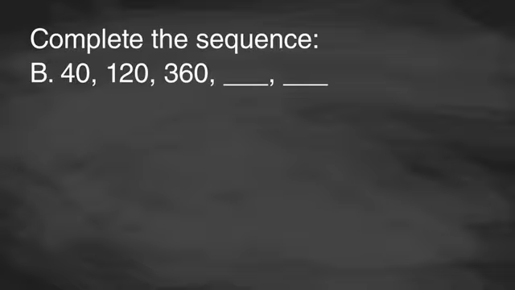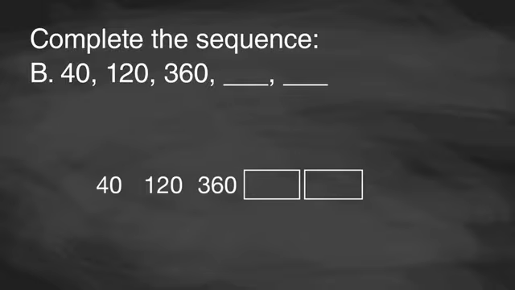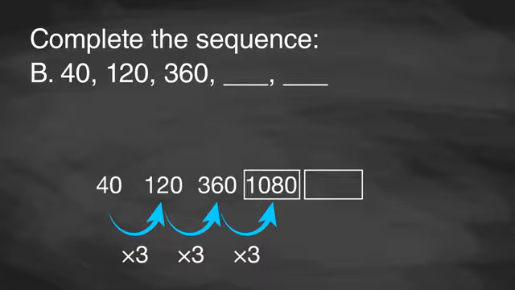What are the next two terms of sequence B? First, find the common ratio. 120 divided by 40 is 3. 360 divided by 120 is also 3. The constant ratio is 3, so you can find the next two terms by multiplying by 3. The next two terms are 1,080 and 3,240.